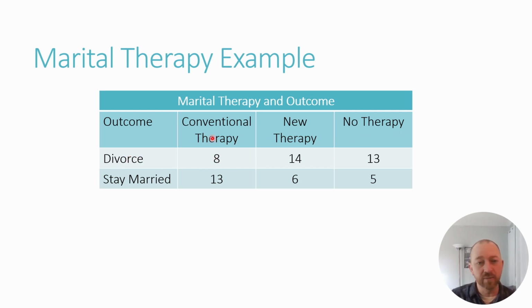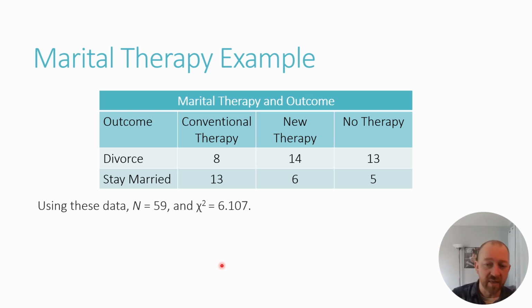Okay, and so as you can see, for example, 21 couples received the conventional therapy. 8 of them got divorced, after, by the way, 6 months or something, we'll say. And then 13 of them stayed married. So again, just for the purposes of argument, let's imagine these are real data.